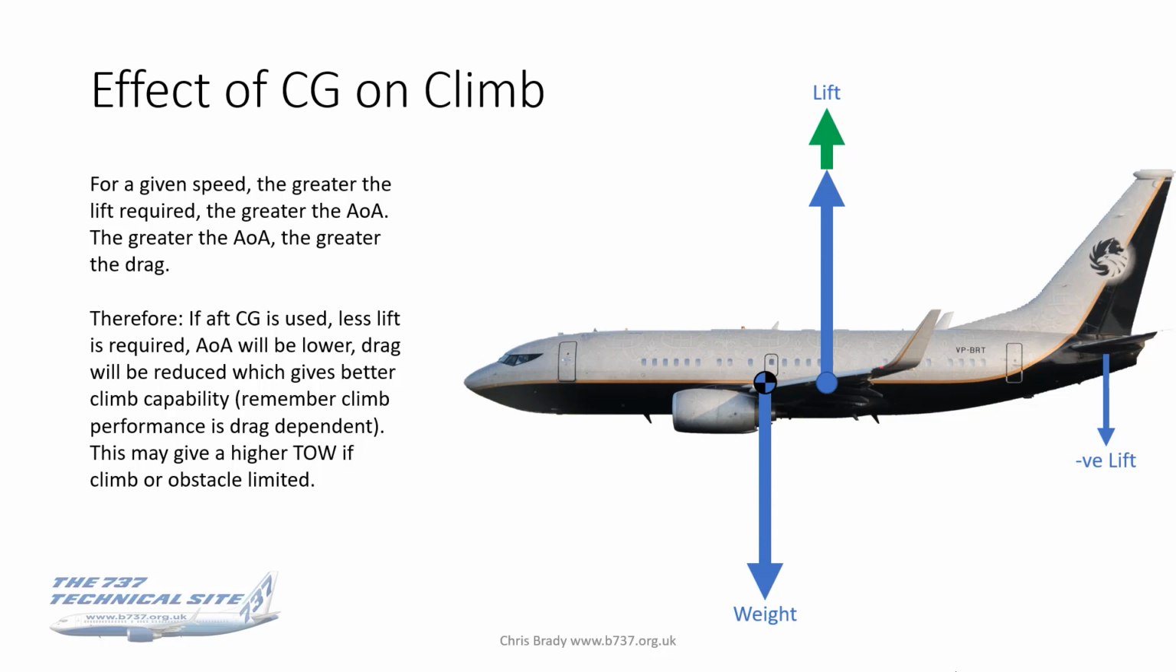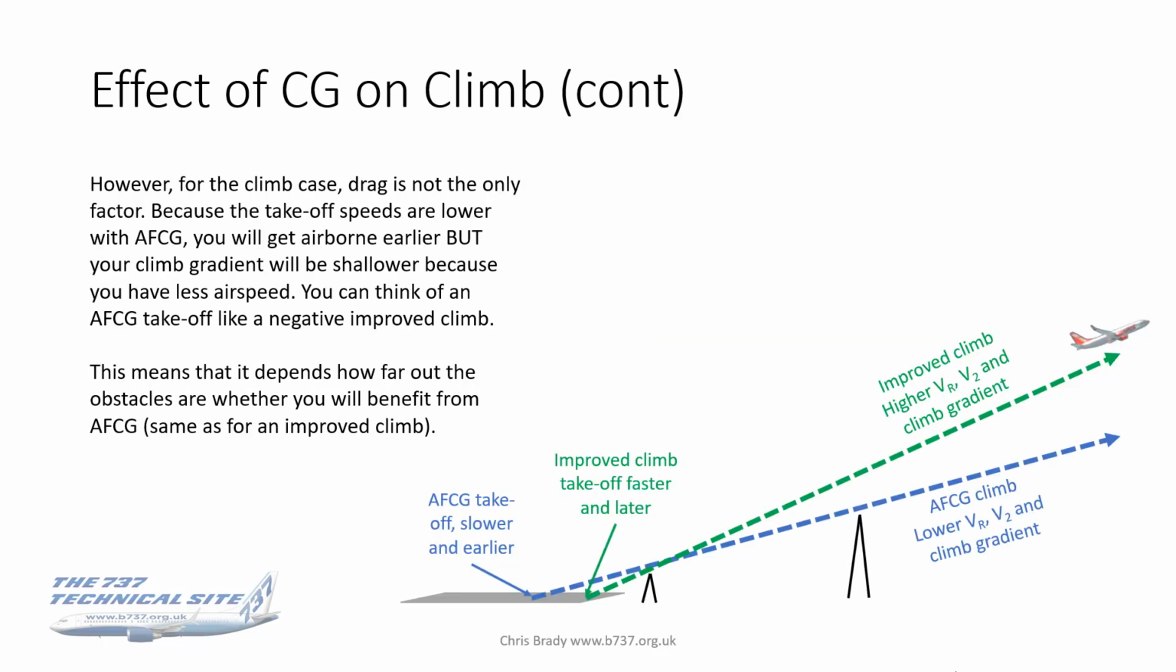And I'm saying may because it actually won't always. The reason is that there's more to climb than drag, as I'm showing here. So for the climb case, drag is not the only factor. Because the takeoff speeds are lower when using an alternate forward CG, you will get airborne earlier because your V-speeds are lower, but your climb gradient will be shallower because you've got less V2, less airspeed.